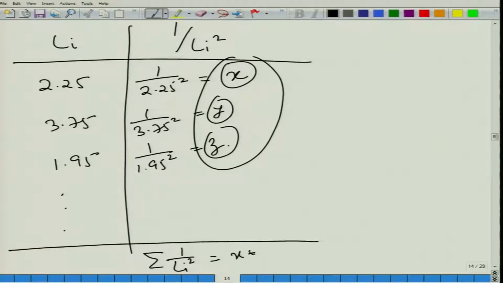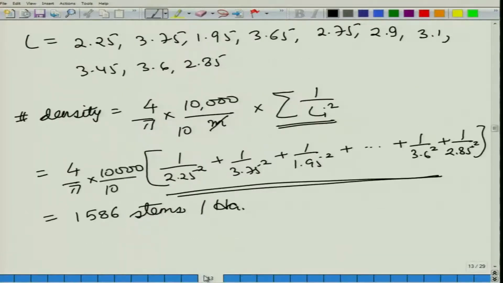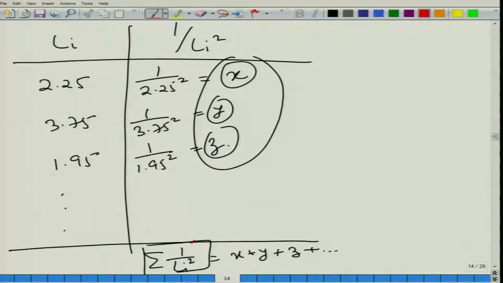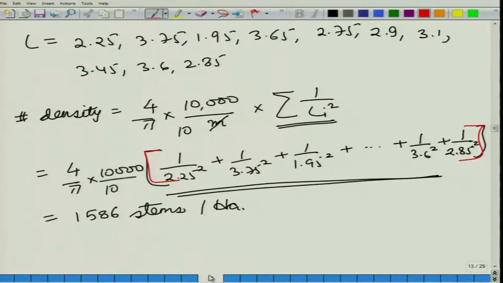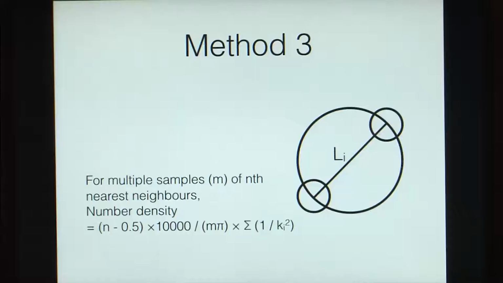So, it is x, y, z plus so on. Once we have this 1 over Li square, we will put it into this equation. We will replace this portion by the value that we have calculated here and then multiply it by 4 pi into 10,000 to get the number of stems per hectare. So, that is done when you have the nearest two trees.